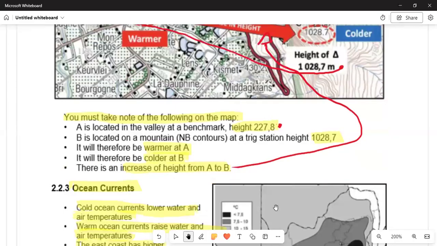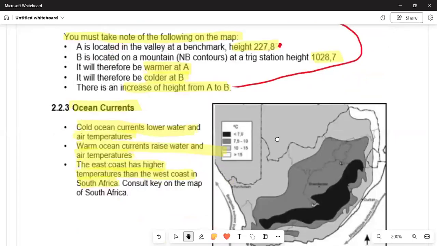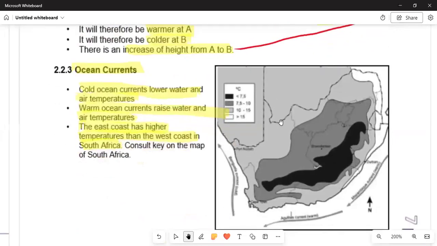All right. So when we are moving on, we go again to 2.2.3, where we are talking about ocean currents. These are ocean currents. And what are these? The ocean currents are lower waters and the air temperatures.